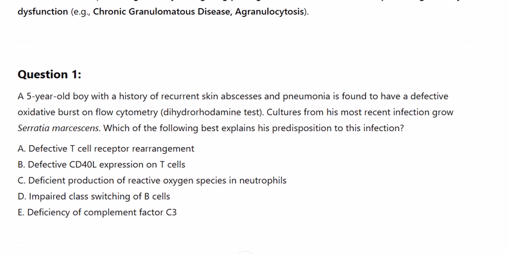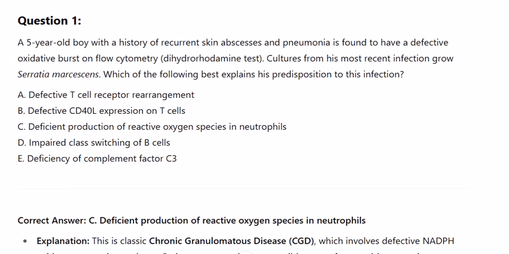Question 1. A 5-year-old boy with a history of recurrent skin abscesses and pneumonia is found to have a defective oxidative burst on flow cytometry, dihydrorhodamine test. Cultures from his most recent infection grow Serratia marcescens. Which of the following best explains his predisposition to this infection?